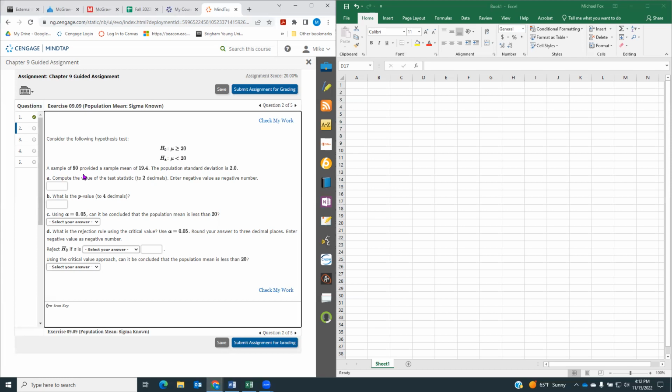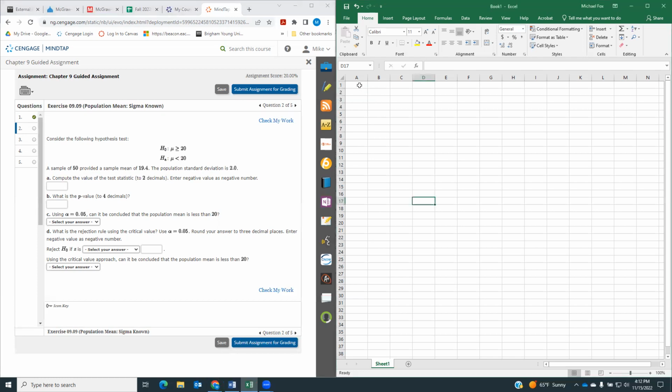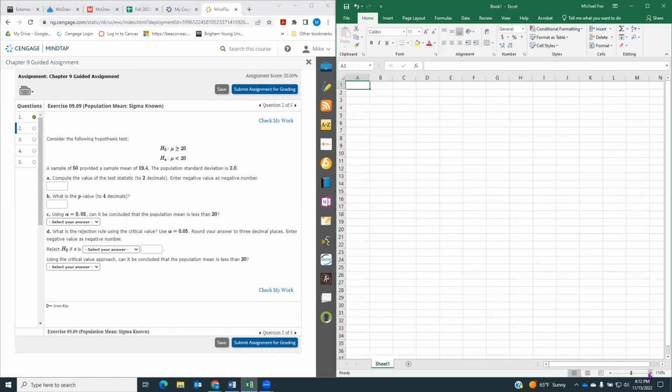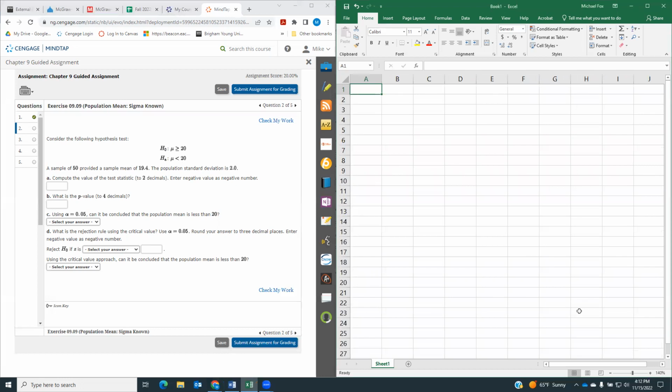So this tells us we have a sample of 50, provides a sample mean of 19.4 and a population standard deviation of 2.0. So still, for me, the easiest thing to do is just to write down what I know first. So n, or sample size, is 50. Sample mean, sometimes that's called x bar, that is 19.4. The population standard deviation, sometimes it's called sigma, right?